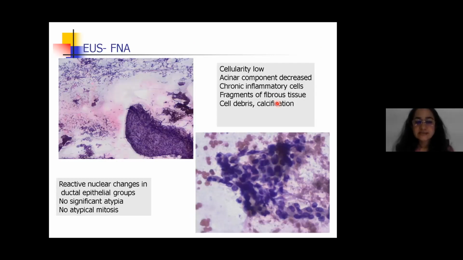So when we did the EUS-FNA, these are the smears, and the cellularity was low. The epithelial fragments were not many. The acinar component was not seen. What we saw were only the ductal component, many fragments of fibrous tissue, some cell debris and calcification in the background. Many of these epithelial groups showed reactive nuclear changes in the form of nuclear enlargement, some nuclear overlapping, but the anisonucleosis was not prominent, as I showed in the previous case, and there were no atypical mitoses.